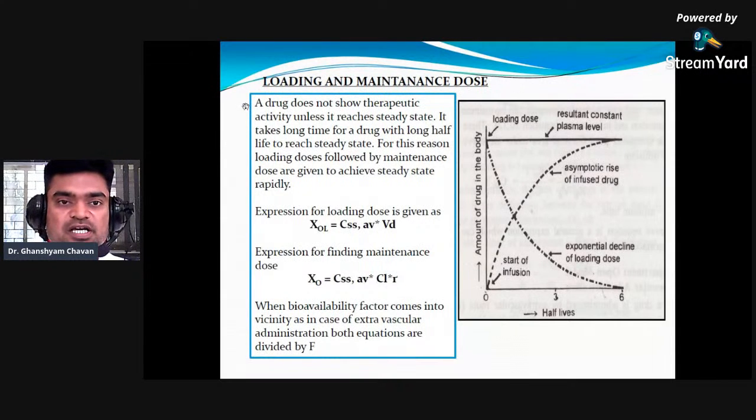Now here students, again we will discuss that point, loading dose and maintenance dose. You need to understand what the maintenance dose is and what the loading dose is. Now I will clarify all the queries, all the doubts in your mind regarding loading dose and maintenance dose.